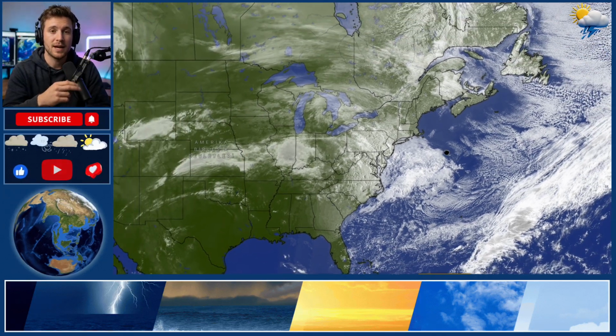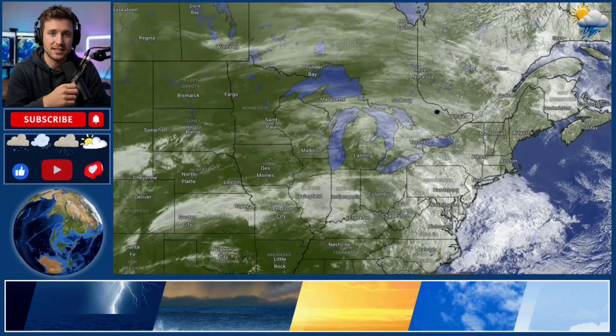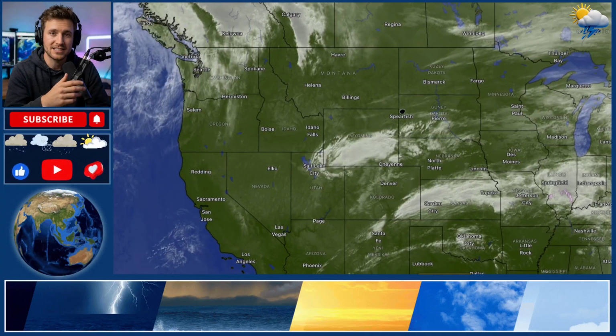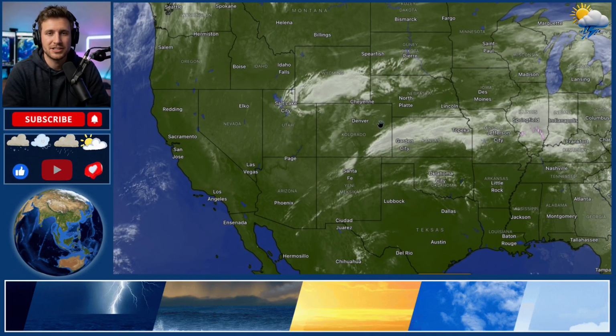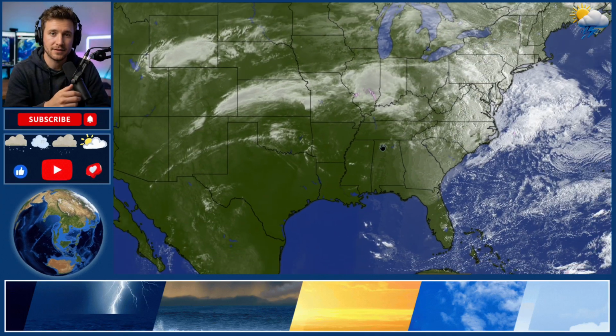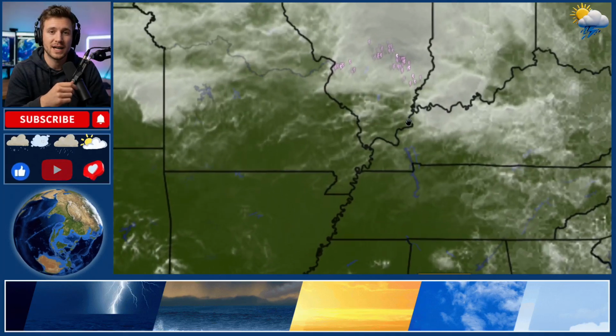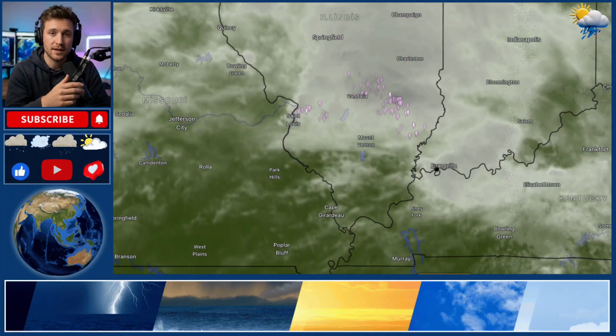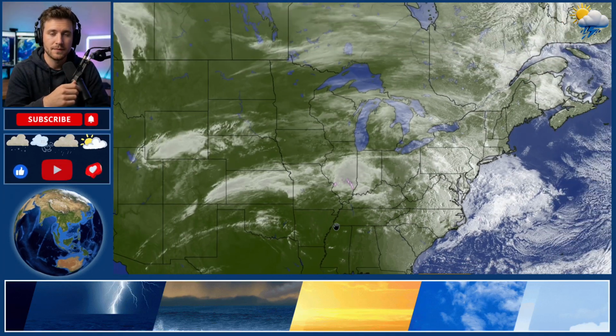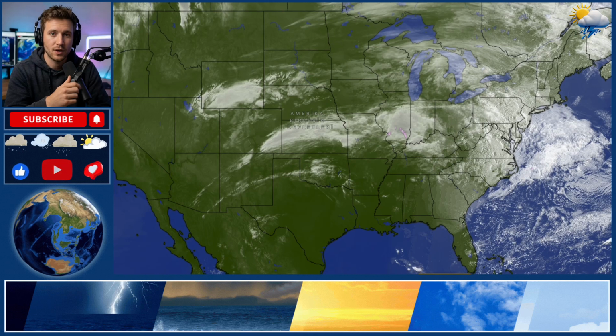In the north, we have a broad snow belt extending from southern Canada into the northern United States. This snow zone is persistent and widespread. If you're in the northern plains, north of the Great Lakes, or near the Canadian border, you're dealing with snow. The cold air is locked in, and it's not going anywhere quickly.